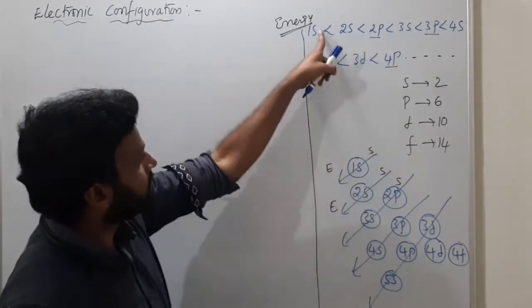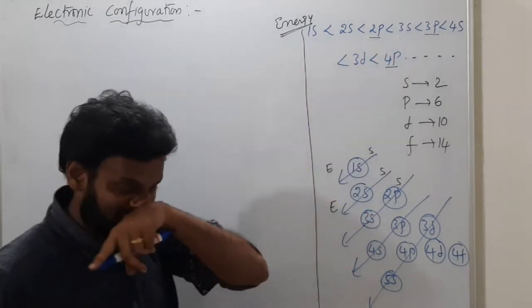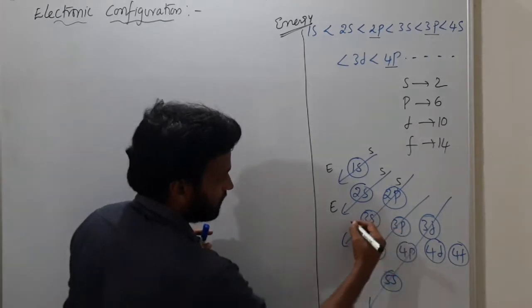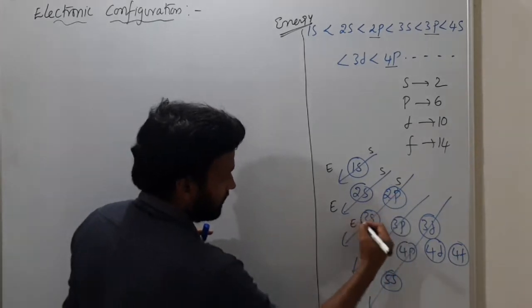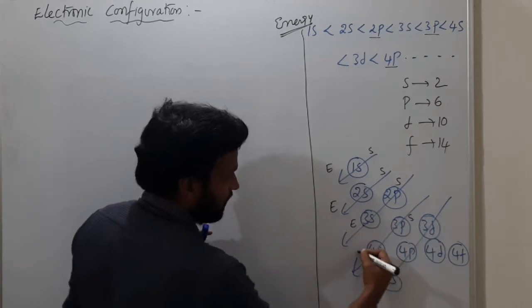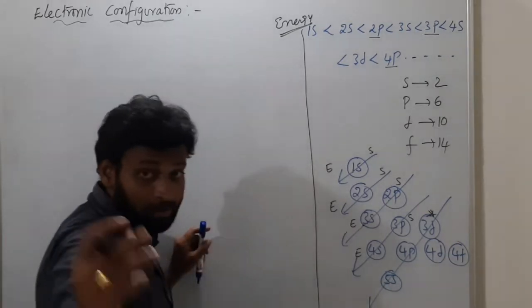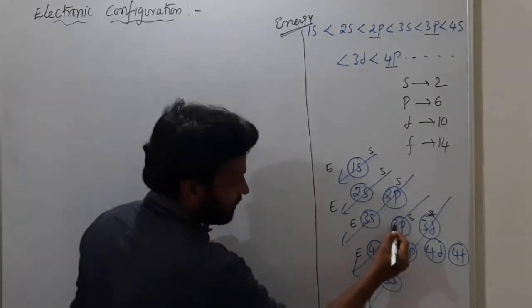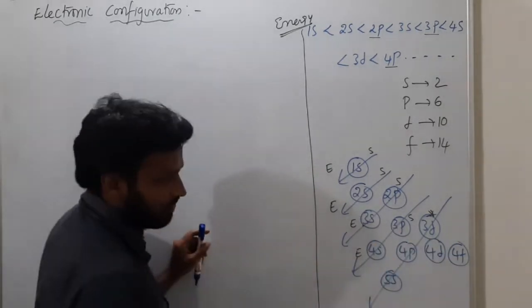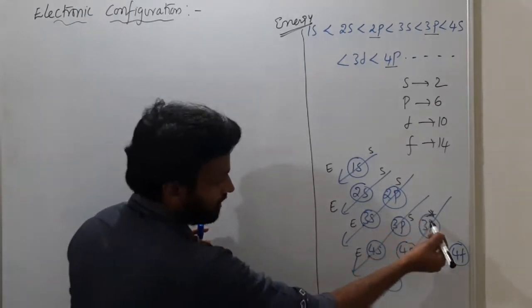See, 1s, 2s, 2p, 3s. This is the way of filling of various subshells. After 2p, 3s is ending. After 3s, 3p is starting, and 4s is ending. After 4s, what are you filling? 3d. Remember this. Why I kept a star, understood? After 3p we are not filling 3d. After 3p we are filling 4s. After 4s we are filling 3d.